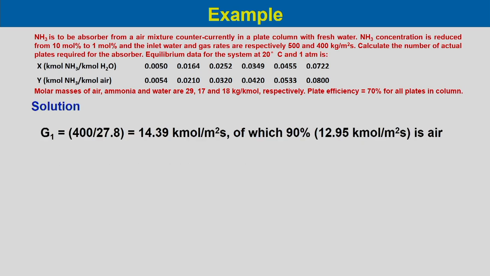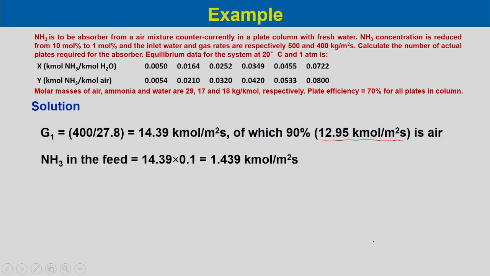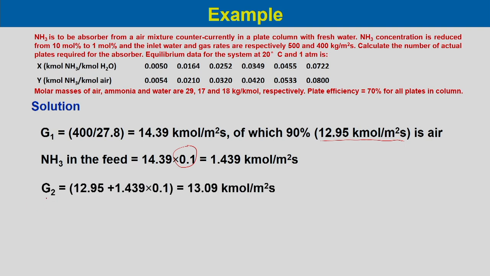Now, we can calculate G1, at the exit stream of the top of the column, which is 400 divided by the average molecular weight 27.8. So it is 14.39 kilomole per meter square second. Of this total, 90% is air, so 12.95 kilomole per meter square second is air. Now, ammonia in the feed stream is 14.39 into 0.1, the mole fraction of ammonia, so it is 1.439 kilomole per meter square second. Then the gas flow rate G2 would be 12.95 plus 1.439 into 0.1, so it is 13.09 kilomole per meter square second.